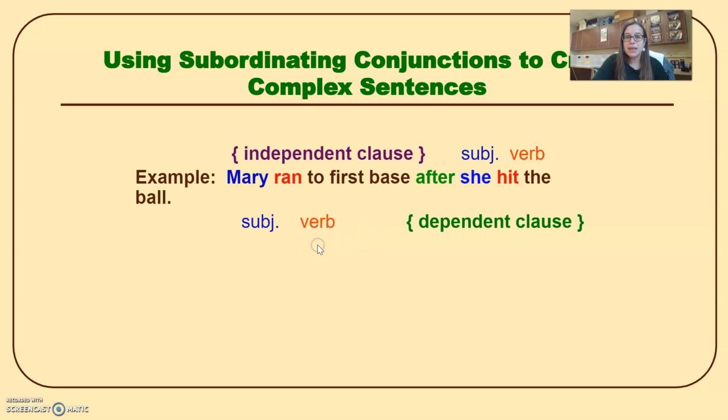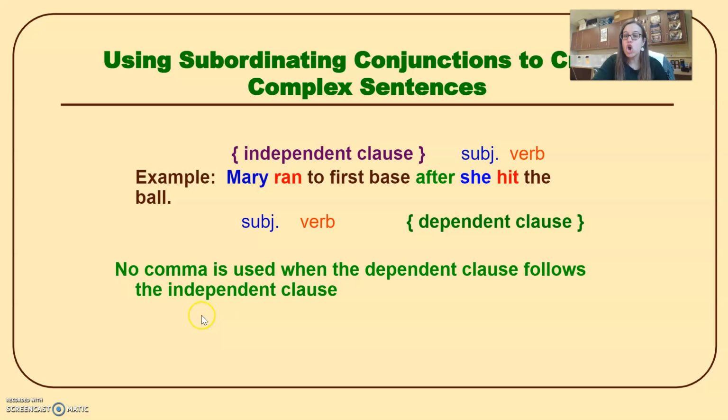However, when you end the sentence with the dependent clause, then it's Mary ran to first base after she hit the ball. Because that subordinate conjunction after is in the middle, we don't need the comma. Mary ran to first base is the independent clause. After she hit the ball is our dependent clause. So therefore, no comma is used when the dependent clause follows the independent clause.